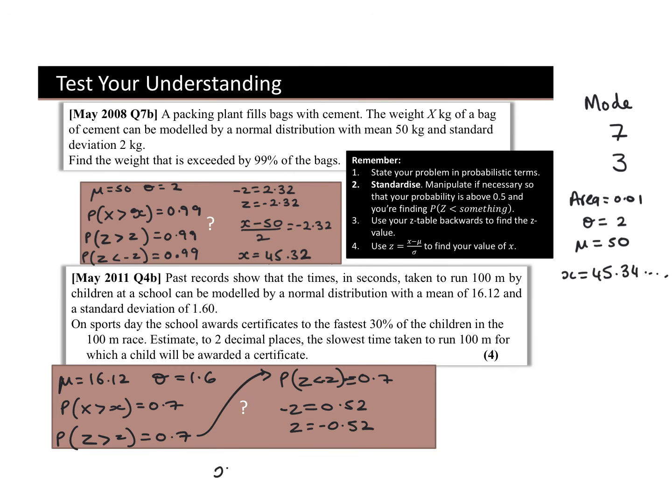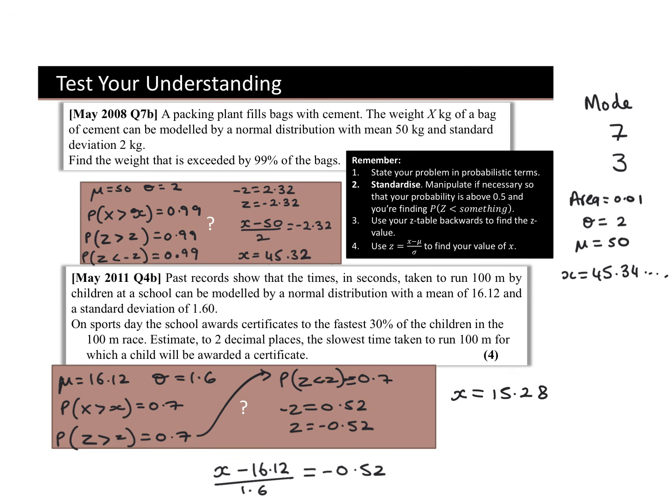Now I know that x minus the mean divided by the standard deviation equals negative 0.52. So x is going to give me 15.28. Okay, let's double check this on the calculator.